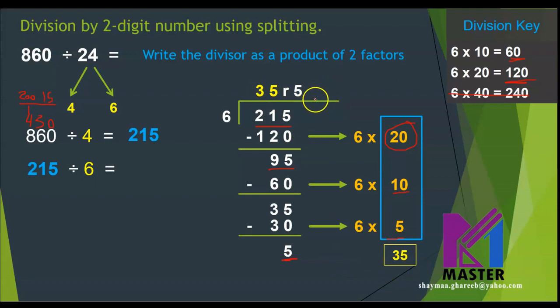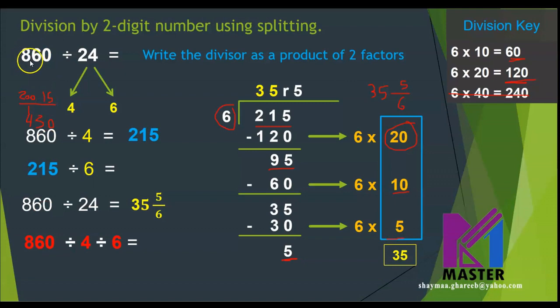And how to write this as a mixed number? Do you remember? I will write the 35, which is the whole number, and I write the remainder up. And what about the denominator? The denominator is the divisor. What is the divisor here? It is 6. Is it okay? So our final answer will be 35 and 5 over 6.